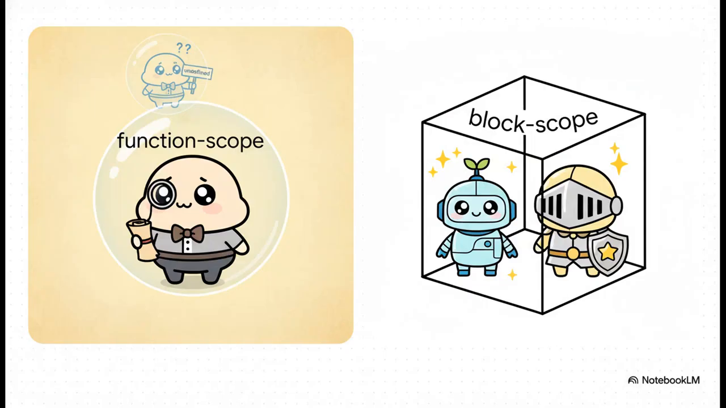You know, for a long time, var was all we had for variables. And frankly, it was kind of the Wild West. It was function scoped, which meant it didn't just live inside a block of code, it lived inside the entire function. This caused all sorts of weird bugs. let and const, which came later, were designed to fix this. They are block-scoped, meaning they only exist within the curly braces they're defined in. It's just so much more predictable, which is why you almost never see var in modern code.